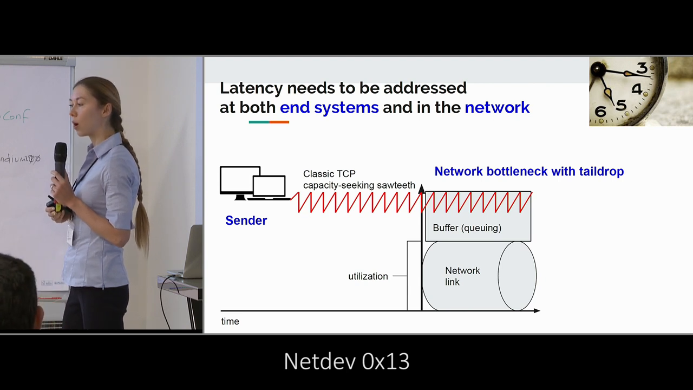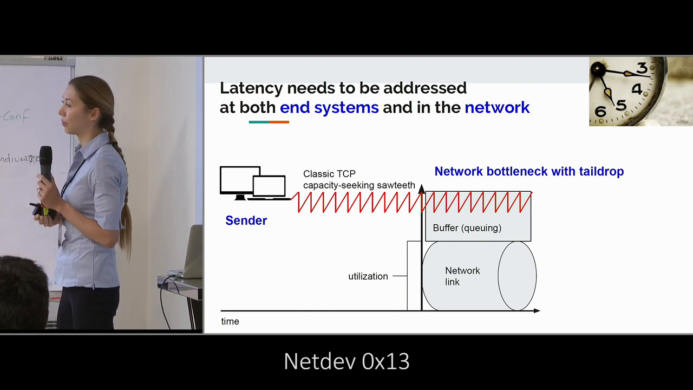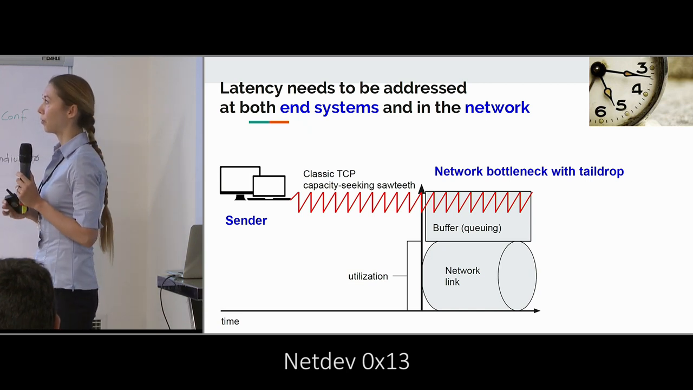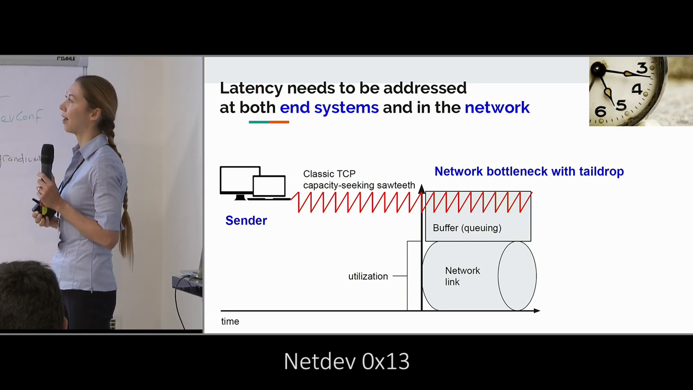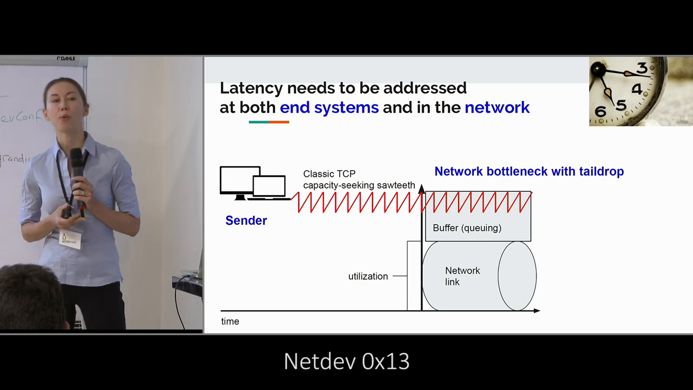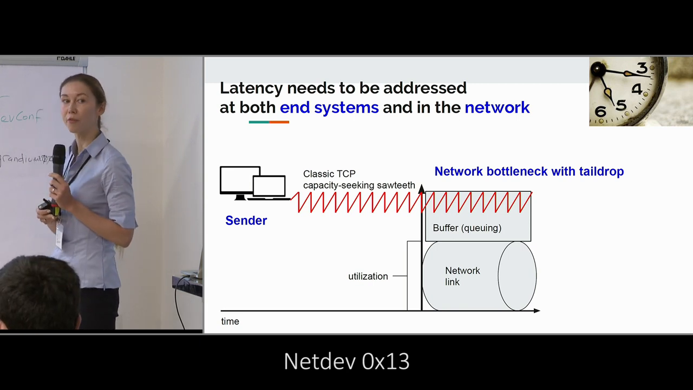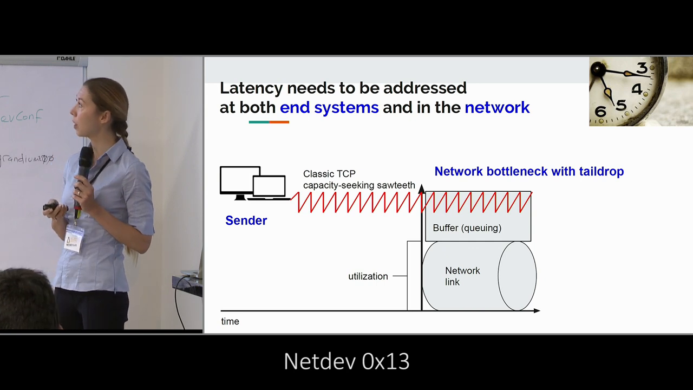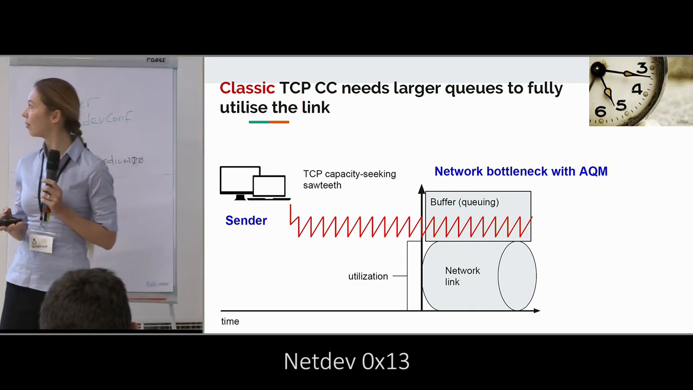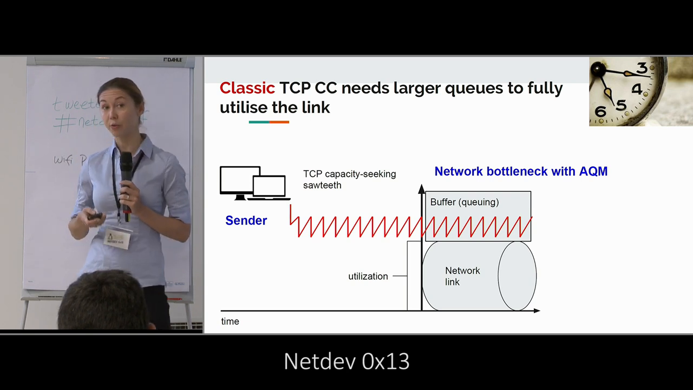One reason why it was believed that low latency cannot be achieved with high throughput is because classic TCP requires large queues to keep the link utilization high. You can see here that the capacity-seeking sawtooths need some buffer to keep the link utilization high. If we have a network bottleneck with tail drop and no AQM, this becomes quite bad. We have bloated buffers and bad performance. If we use AQM, it gets better, and we still have some buffering to keep the link utilization high, but the delay is still large.